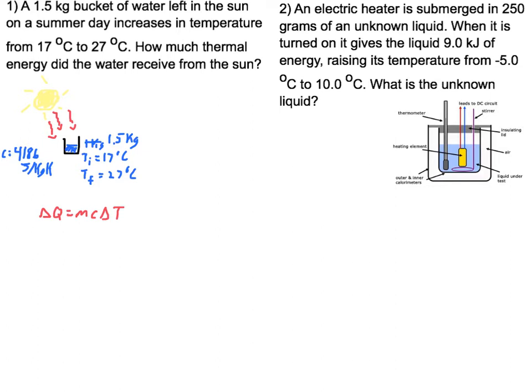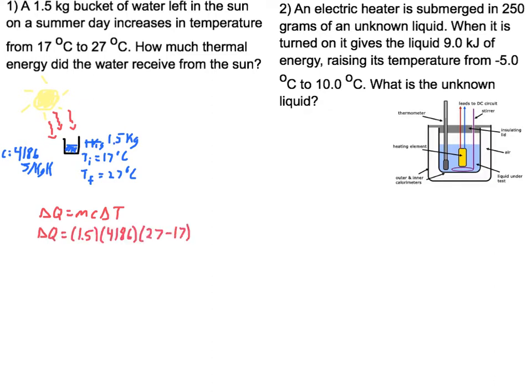Well, that needs to be calculated using my specific heat capacity equation. Change in thermal energy equals mass times specific heat capacity times my change in temperature. So I drew a quick picture, wrote down all of my knowns, and I'm looking for delta Q, and that's just simply plug in and solve.